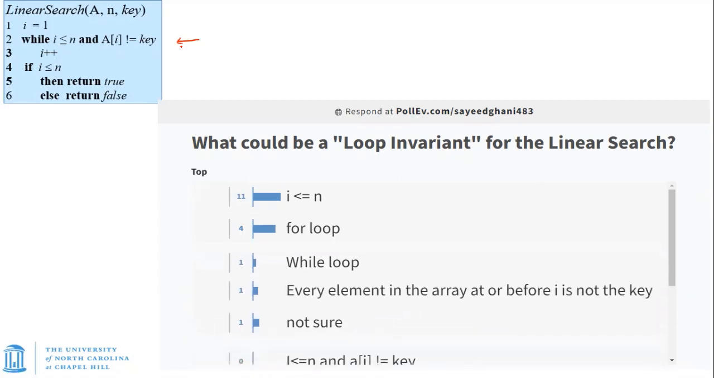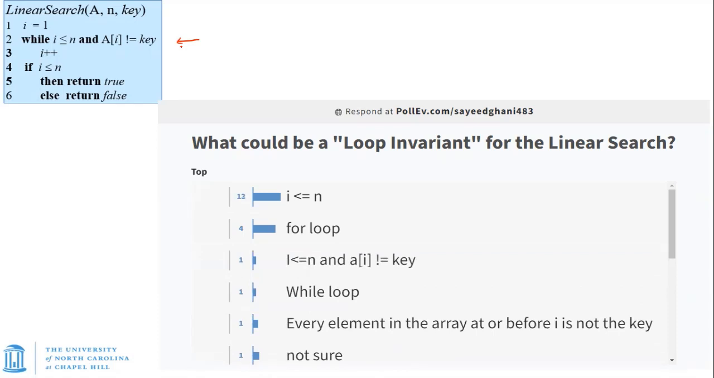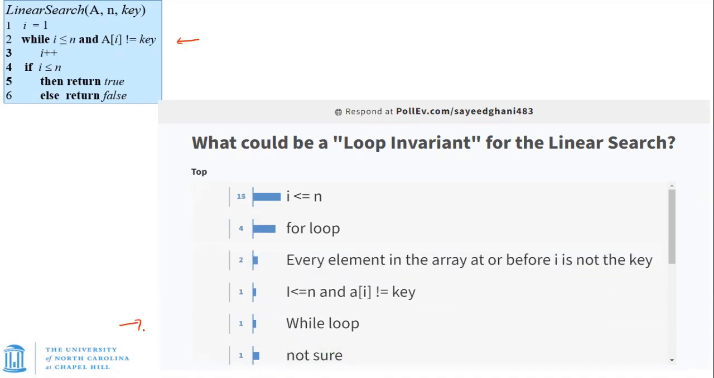So let's see. Every element in the array at or before i is not the key. Okay, very good. I don't know who came up with that. All right, Jane, is that you?